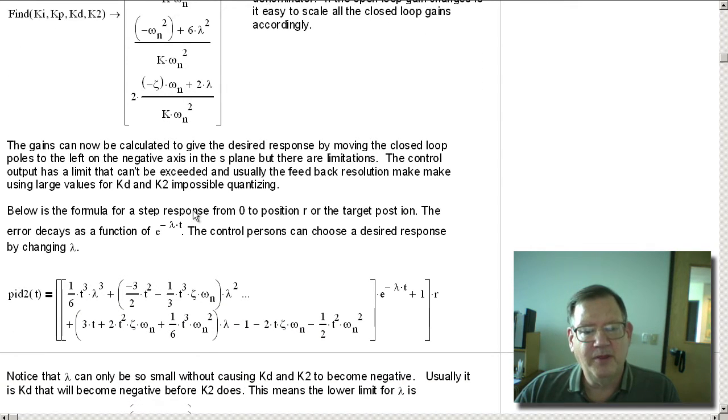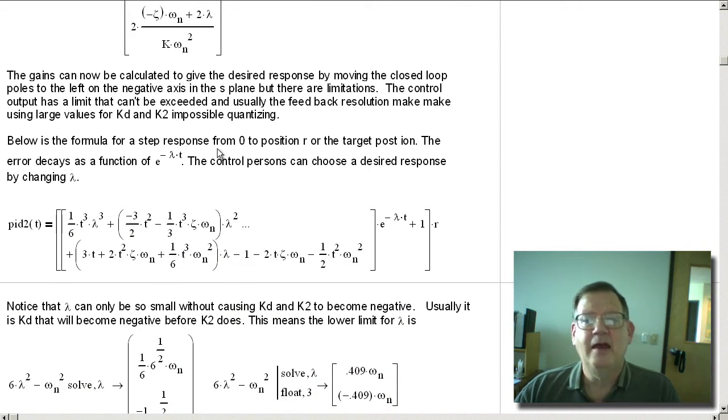Now, one of the things I want to point out here is that if I do the inverse Laplace transform, what I end up with is an equation for the response as a function of time. Now let's assume that r happens to be my target. In other words, I'm moving out to, say, 100 millimeters or some distance. There are 2 parts to this equation. One part is the r times 1. That means that as time goes on, this is going to decay to 0, so we're just going to be ending up at r, which is what we want.